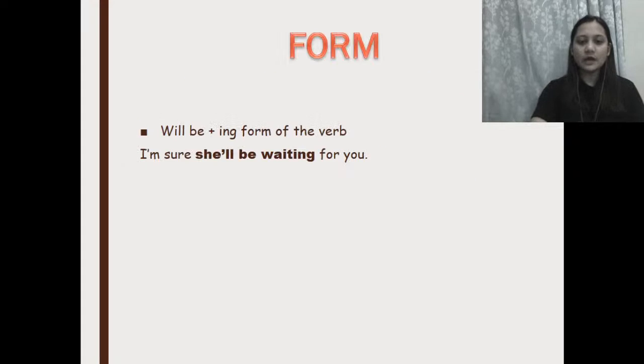Alright? Now, next is future continuous tense. So continuous की बात हो रही है, so definitely ing तो यहाँ पर आएगा ही, right? Will be plus ing form of the verb. I am sure she'll be waiting for you, right? You're saying that I am so sure that she'll be waiting for you there. Will be simply means in the future itself, right? So अभी तक वो आपके लिए wait कर रही होगी, okay?